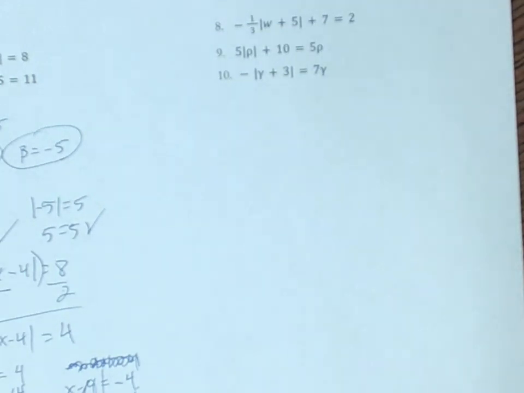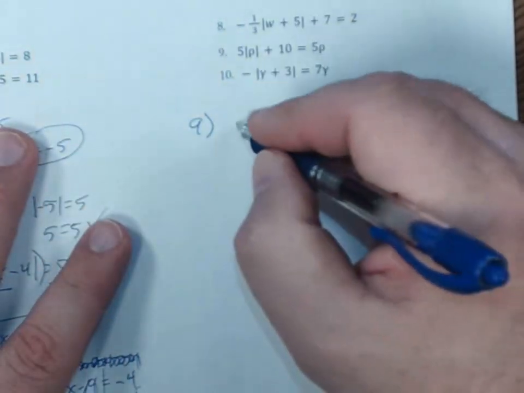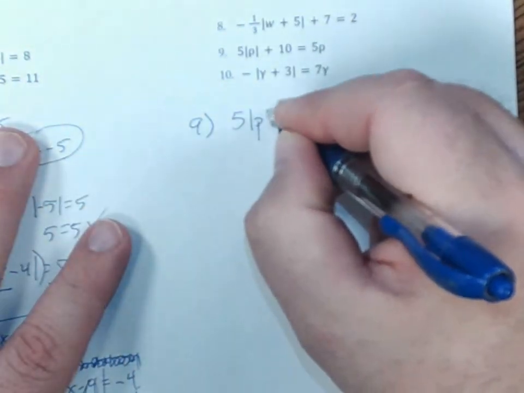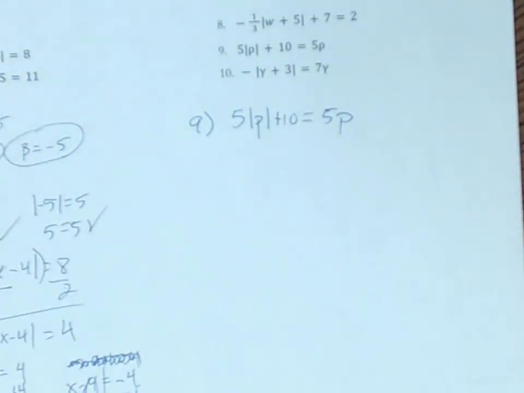And actually, we do it just like we did with the other two. We change the signs. Or at least when we split it apart, we'll change the signs. I'm getting ahead of myself. Let's start with number 9. We got 5 times the absolute value of p plus 10 equals 5p. And remember what I said. The first thing you have to do is get that absolute value piece by itself.